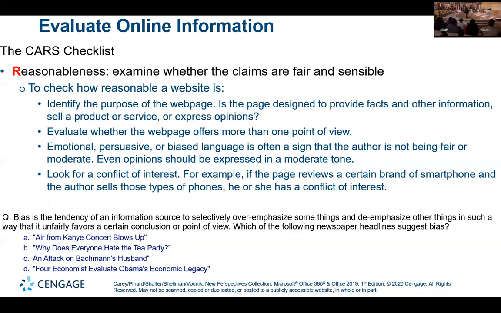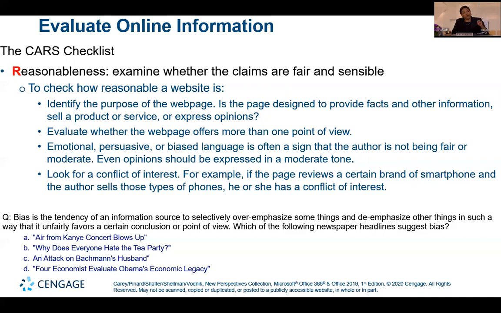Emotional, persuasive, or biased language is often a sign that the author is not being fair or moderate. Even opinions such as should be expressed in a moderate tone. Look for a conflict of interest. For example, if the web page reviews a certain brand of smartphone and the author sells those types of phones, he or she has a conflict of interest.